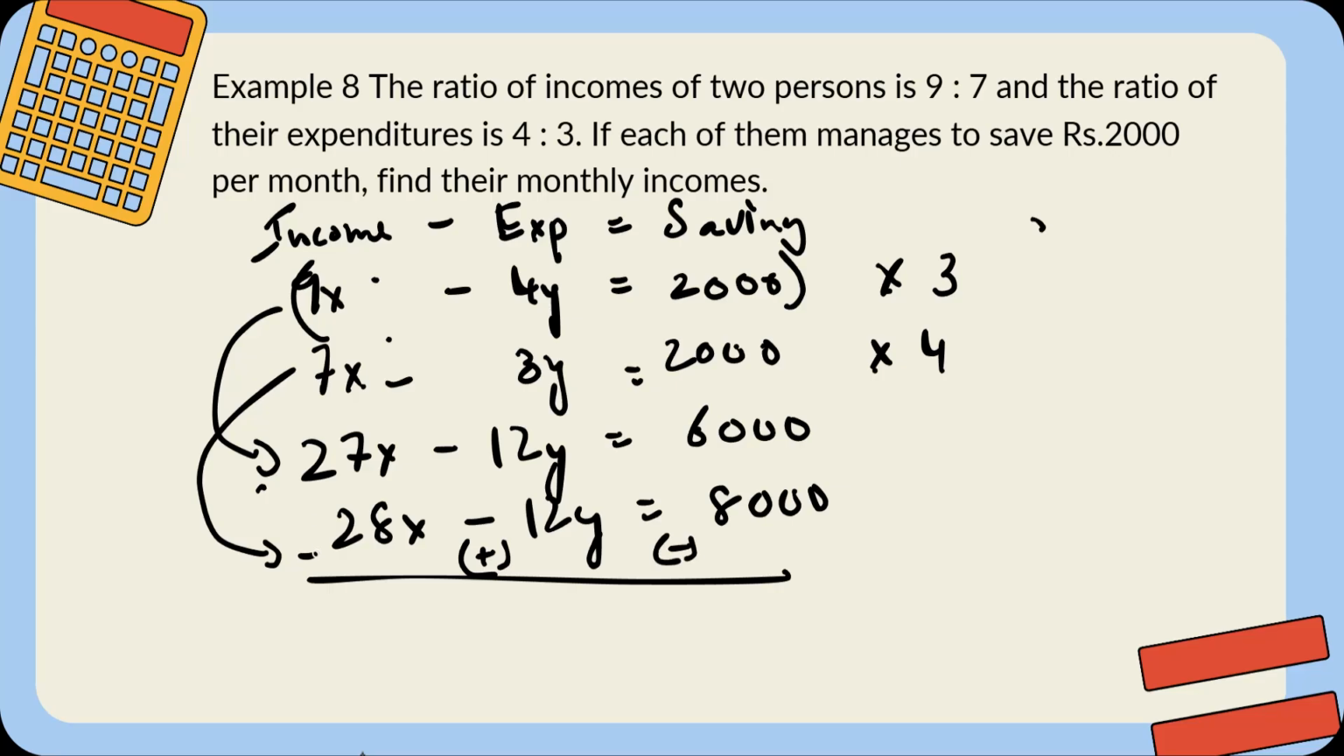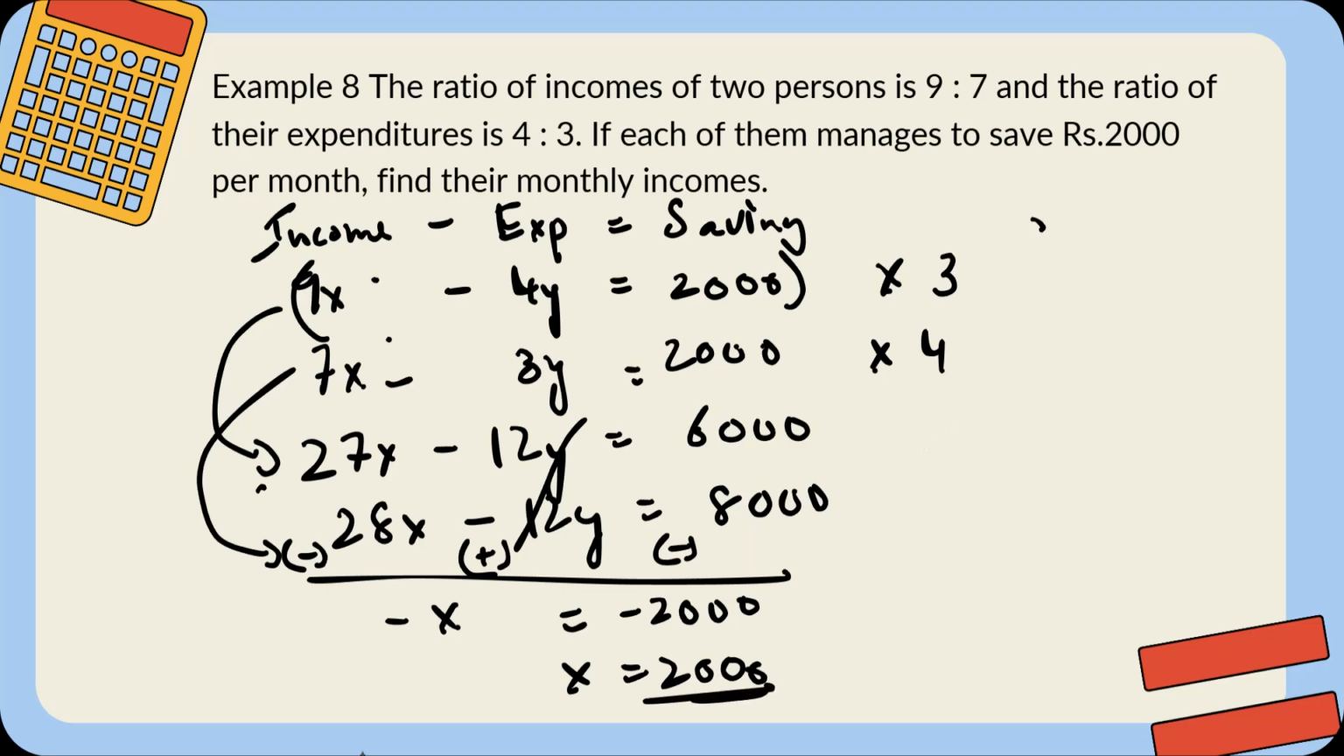So 27 minus 28, how much is that? Minus x, right? Equal to, this will cancel out. We have 6000 minus 8000, that is how much? Minus 2000. So x is how much? x is 2000, right? Now we can find y. Substitute it back and find the y value.